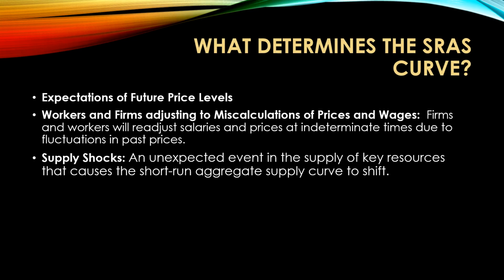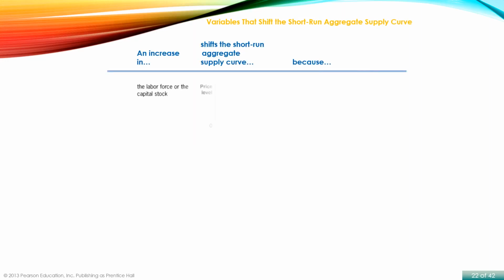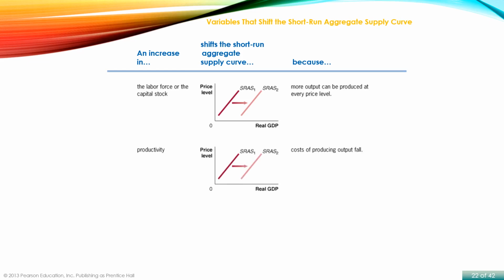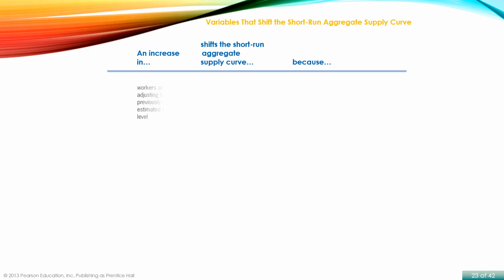So supply shocks are pretty significant. Again, if we increase the labor force or the capital stock, those are improvements to long-run aggregate supply, but also short-run aggregate supply. If we increase our productivity through improvements in human capital or technology, it's going to increase long-run aggregate supply, but also increase short-run aggregate supply. If there's an expected future increase in the price level, then firms are going to cut their production. So that's going to shift things to the left.